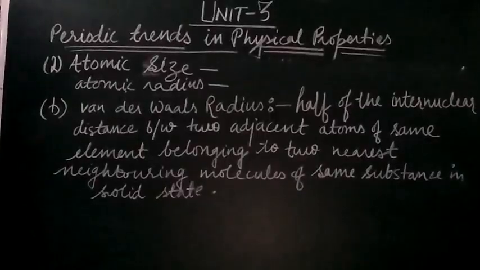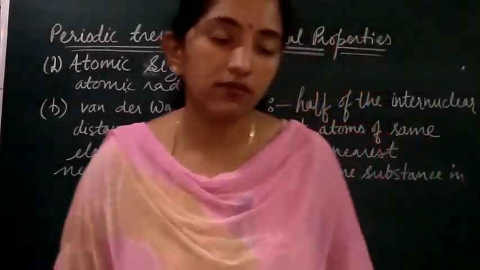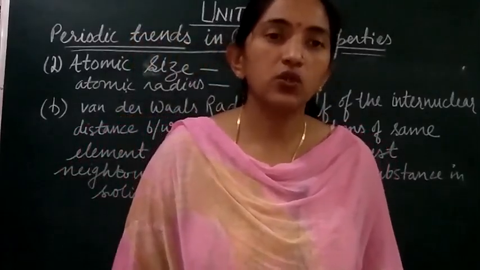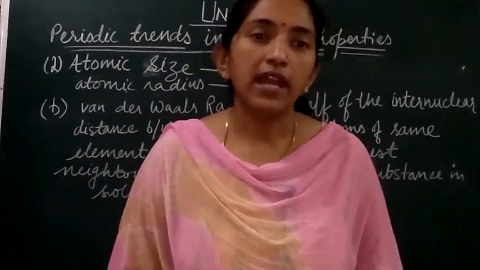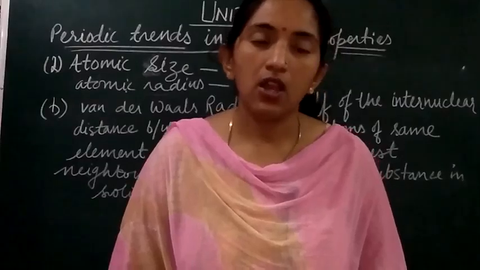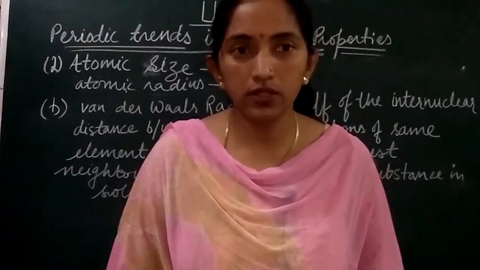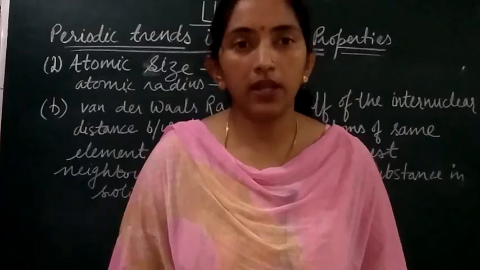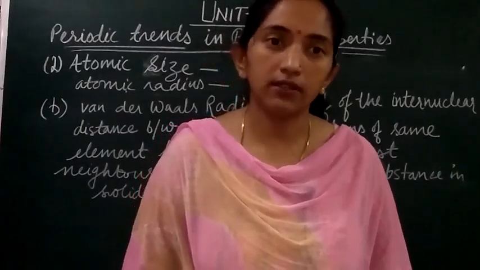Now students, the next type of atomic radius is the van der Waal radius. Now what is a van der Waal radius? We can say it is half the internuclear distance between the two adjacent atoms of two different molecules, or we can say of two adjacent molecules nearby, of the same substance in the solid state.